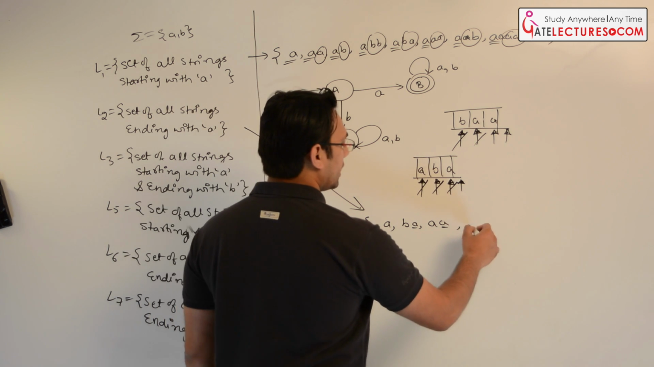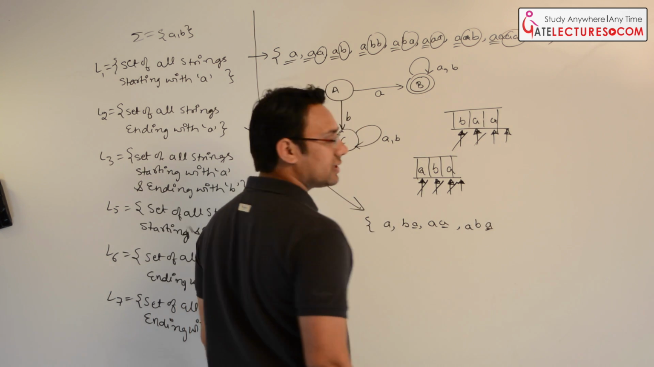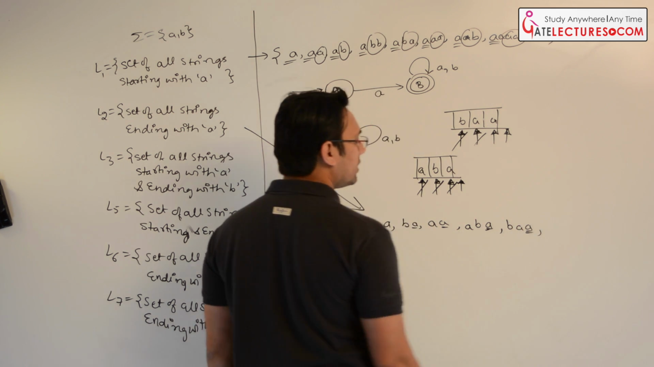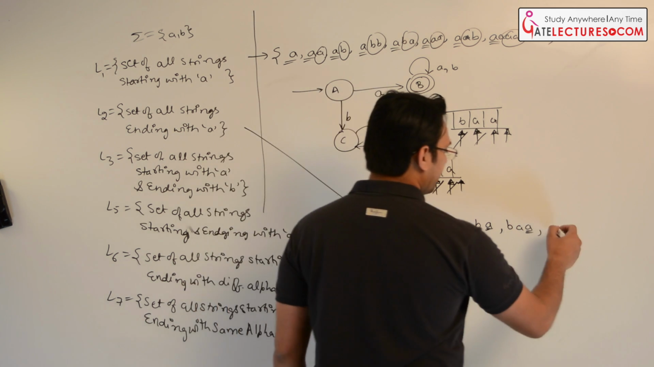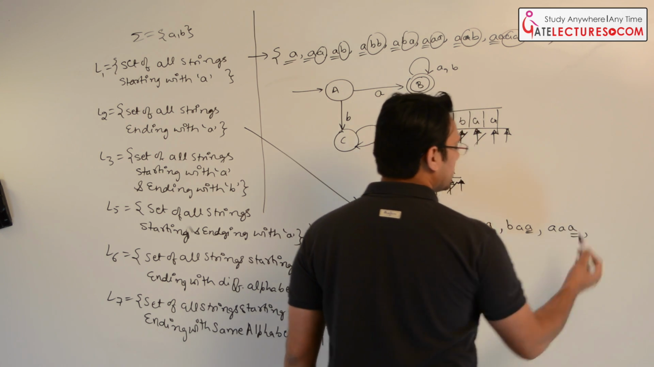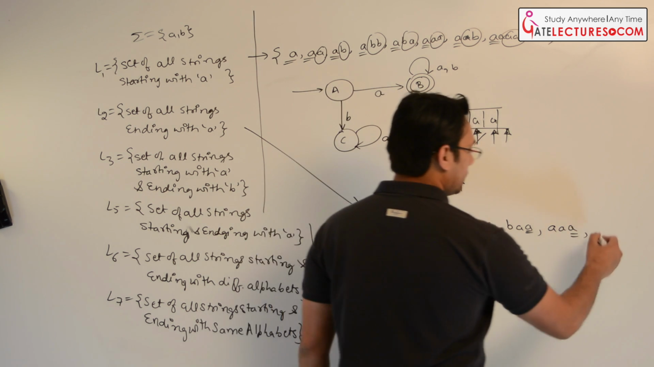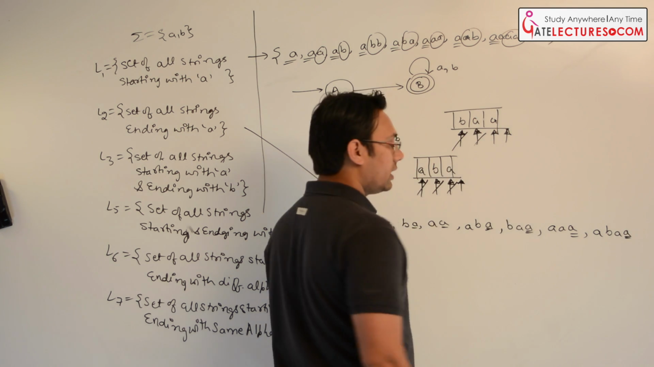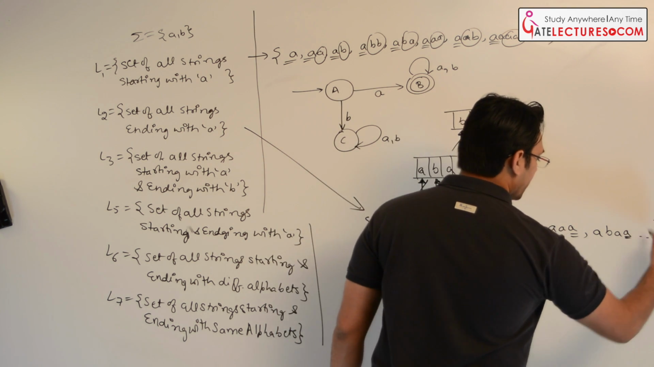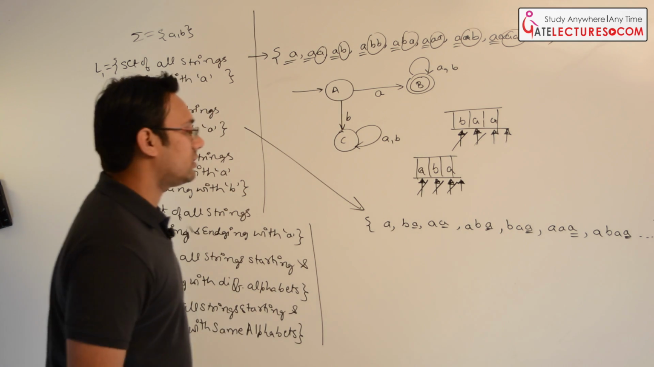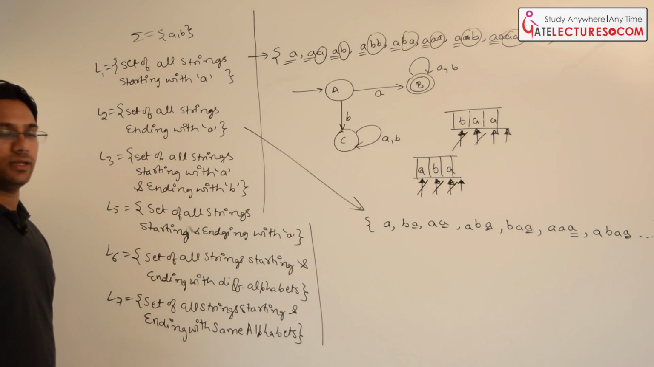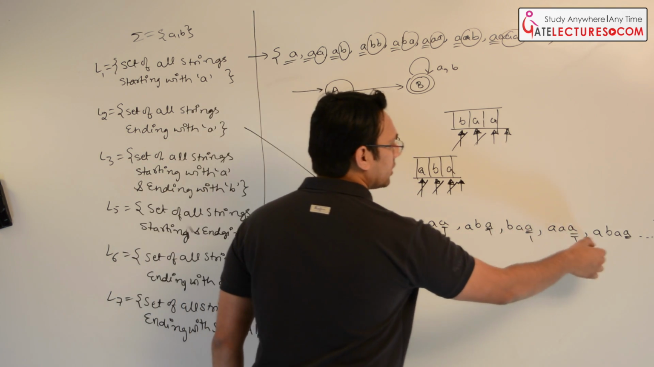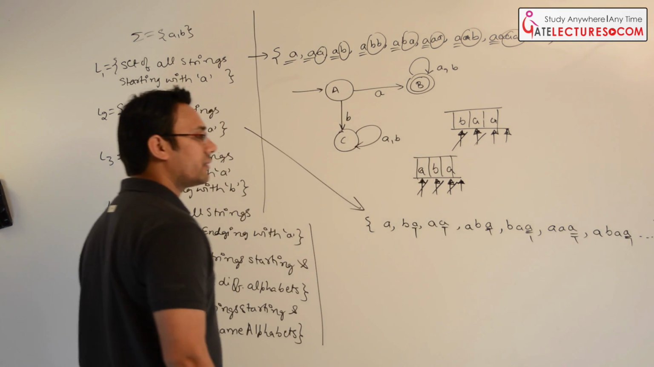We can have ABA, the last symbol is A. We can have BAA, the last symbol is A. We can have AAAA, the last symbol is A. We can have ABAA, last symbol is A, and so on. We can have any number of strings like this. Fine. That means here the last symbol is A only. All these strings, the last symbol is A. Fine.